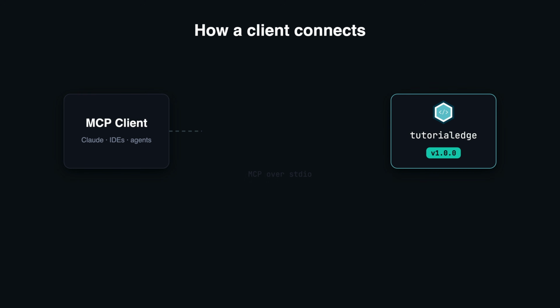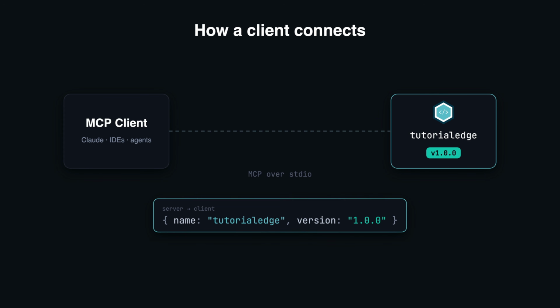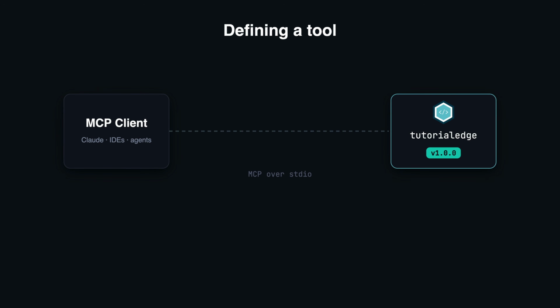connects. Now here's that connection. A client sends an initialize request, and the server responds with its identity, the TutorialEdge name, and 1.0.0 version that we've just passed in. That's the handshake. Now let's go on to defining tools.